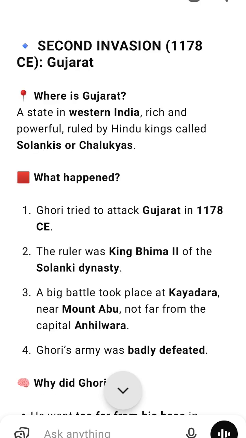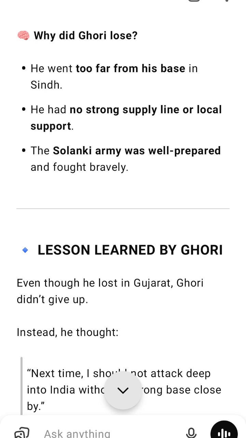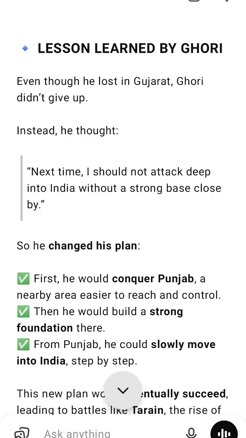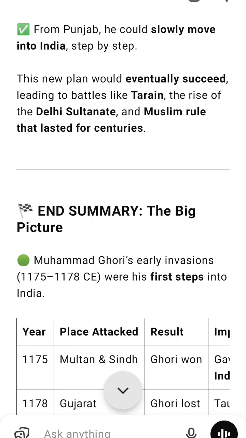These early attacks taught Ghori that conquering India required planning. He learned to secure nearby regions first, before going deep inside. He would soon turn to Punjab next, and from there, his real conquest of India would begin.